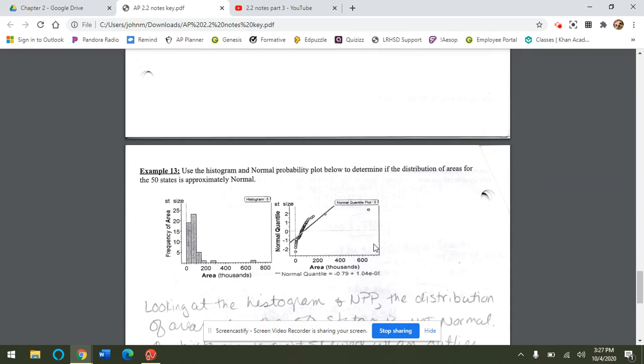So if we take a look, sometimes they give it to you. They don't give you the data set, so you can't plug them in and do it on your own, but they already gave us the histogram and they gave us the normal probability plot. Okay, they called it a normal quartile plot, which is fine. It's the same idea as a normal probability plot. So if you look at the histogram, this is definitely not normal. This is right skewed severely with outliers. If you look at the normal probability plot, this is absolutely curved, right? So it is not linear.